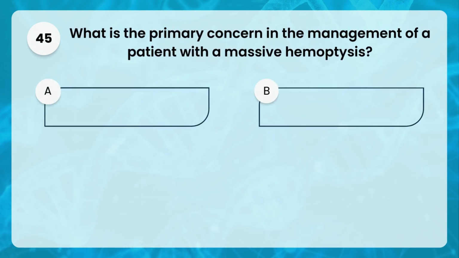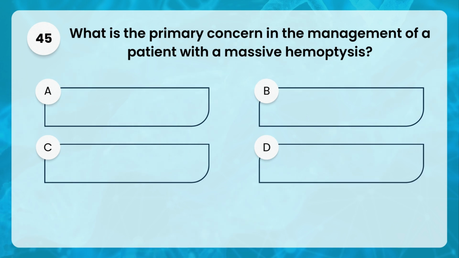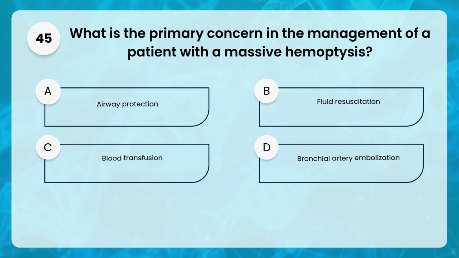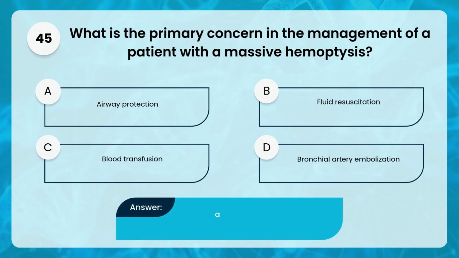Number 45. What is the primary concern in the management of a patient with a massive hemoptysis? A. Airway protection, B. Fluid resuscitation, C. Blood transfusion, or D. Bronchial artery embolization. The answer is A. Airway protection.